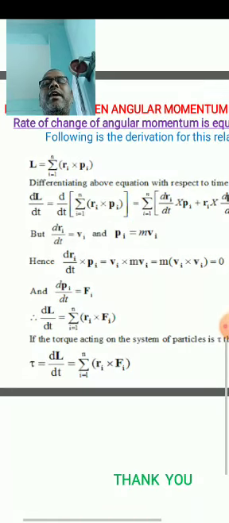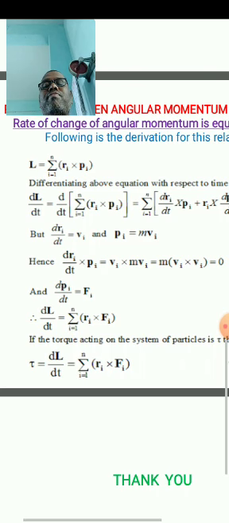But dr_i by dt is equal to v_i and p_i is equal to m v_i. Here v_i is the velocity of the particle and m v_i gives the linear momentum. So dr_i by dt cross p_i is equal to v_i cross m v_i, which is m times v_i cross v_i. That indicates the cross product of the same vector must be equal to 0.